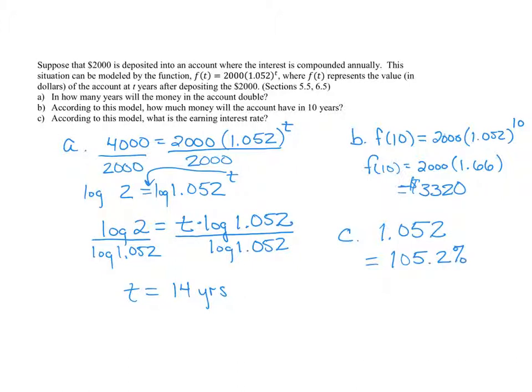Now keep in mind that we're just putting money into this account. We aren't taking anything out. So what we want to do is, again, subtract off our 100. That was the original amount, or the original percentage, and we get 5.2%. So the earning interest rate is 5.2% per year.